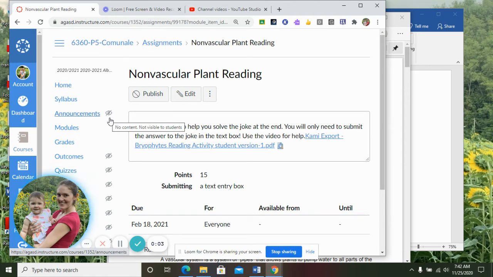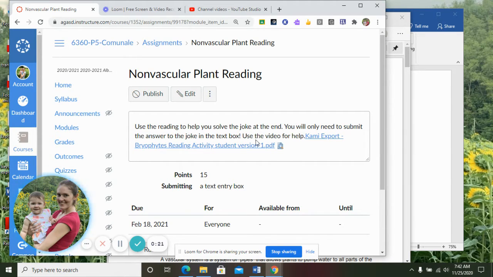Hi guys, today you're going to be doing a little non-vascular plant reading, and it says you're going to use the reading to help you solve the joke at the end. You only need to submit the answer to the joke in the text box, so you don't actually have to put all the answers to the questions, although you can. There's only 10 questions to begin with.